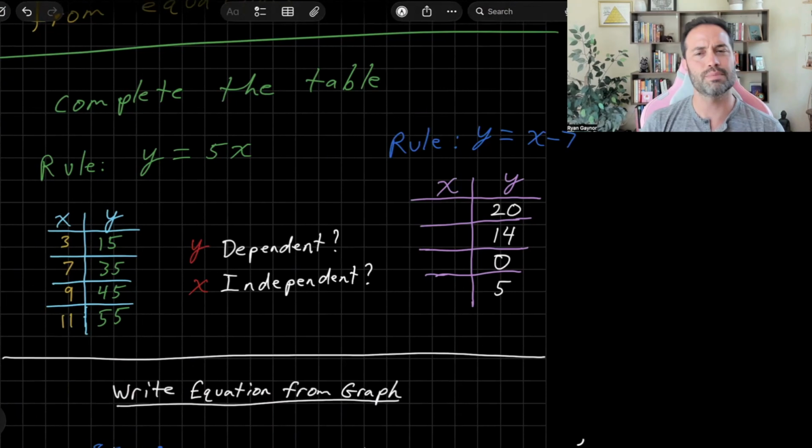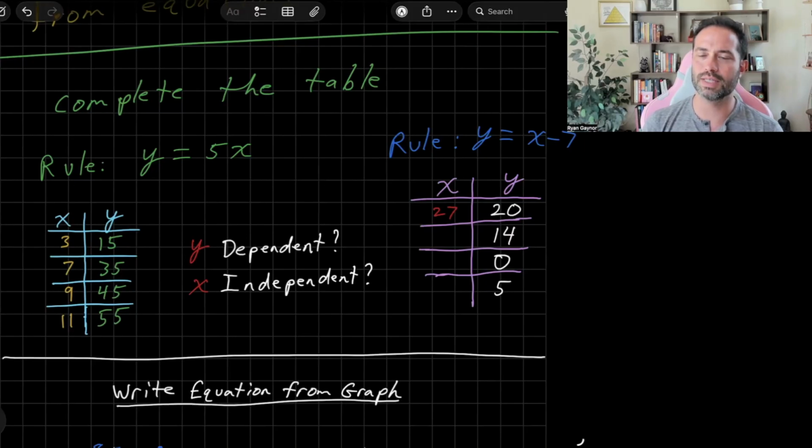And then this other example over here, we have y equals x minus 7, and then this time they gave you the y's. So they're just kind of doing it backwards, right? So if you plug it in, 20 equals x minus 7, right? So how do we get to 20? Well, we'd have to plug in 27, right? 27 minus 7 is 20.